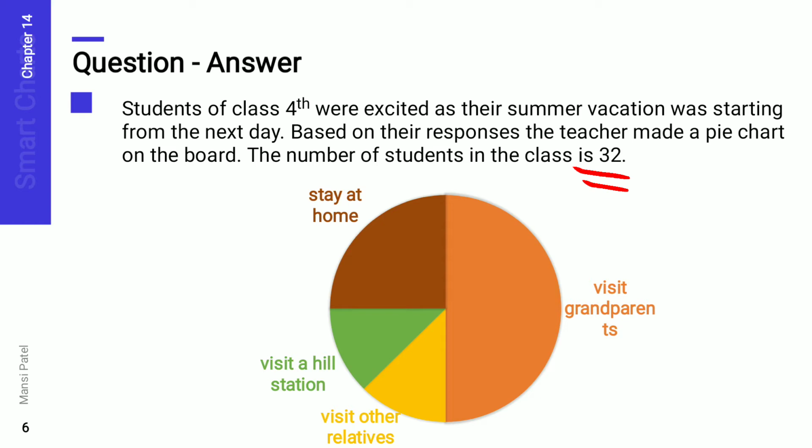Some of the children say that they are visiting their grandparents. Some say that they are staying at home. Some say that they are going to visit a hill station, and some say that they visit their other relatives' house. Now again, you can see all the fractions are uneven. They are not all the same.